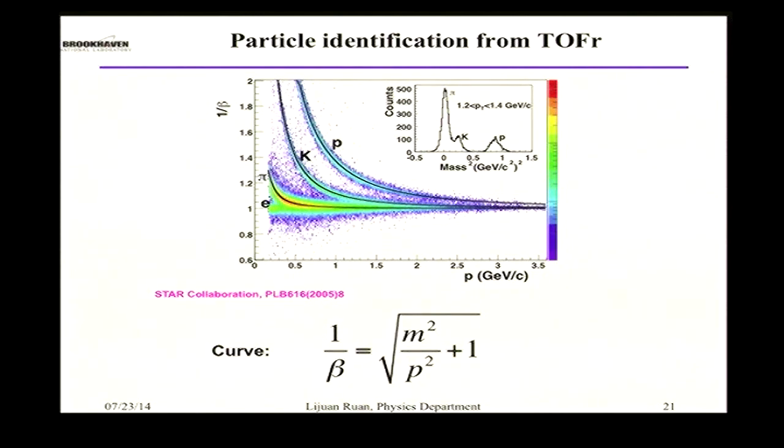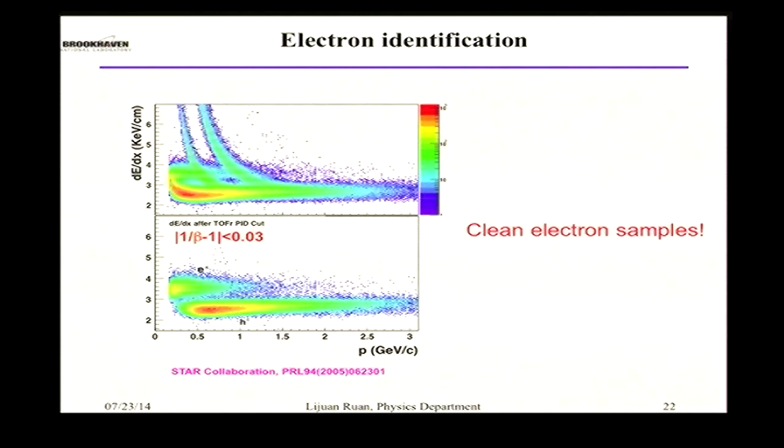From this plot, you see the electrons have a velocity very, very close to the speed of light. So if we cut on the speed, choosing a speed very close to the speed of light, and plot ionization energy loss versus momentum again, what do you see? You see the electron band and the hadron band.